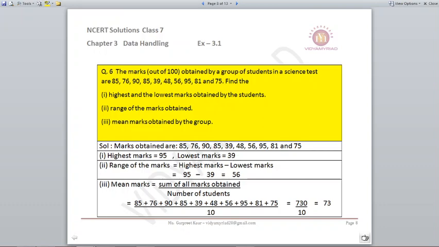Third thing, we need to find out the mean. What is mean? You need to add all the marks of the science test together, divided by the total number of tests. How many are there in total? 10. If you count, it is just counting. 10 tests. And in 10 tests, what is the sum of all the marks? Add all the marks, 85 plus 76 plus 90 like that. When you add it, you get 730. So 730 will be divided by 10, the number of students, and that gives 73.